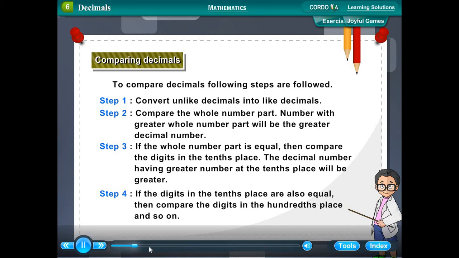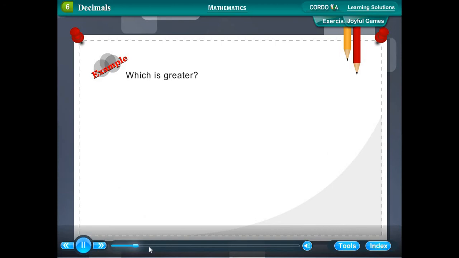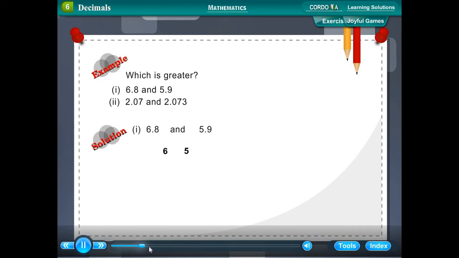Example: which is greater? 6.8 and 5.9, 2.07 and 2.073. Solution: 6.8 and 5.9, 6 is greater than 5. Since 6 is greater than 5, therefore 6.8 is greater than 5.9.